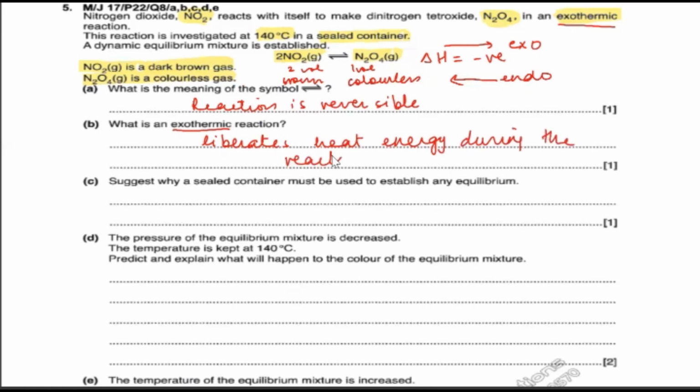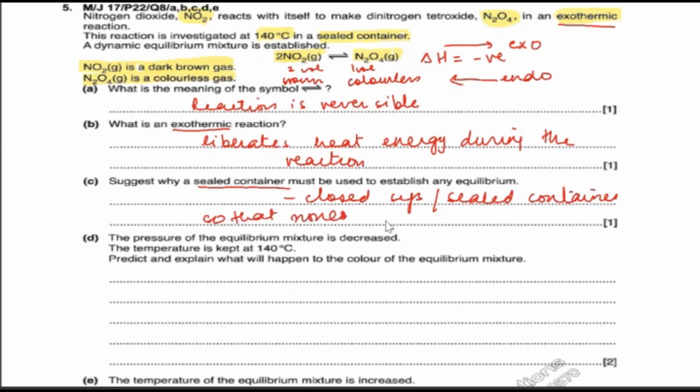Now further, it asks why the sealed container is used to establish an equilibrium. We require a closed system, or the sealed container, so that none of the gases escape. They remain in the system so that the reaction can go in the forward direction or in the backward direction.